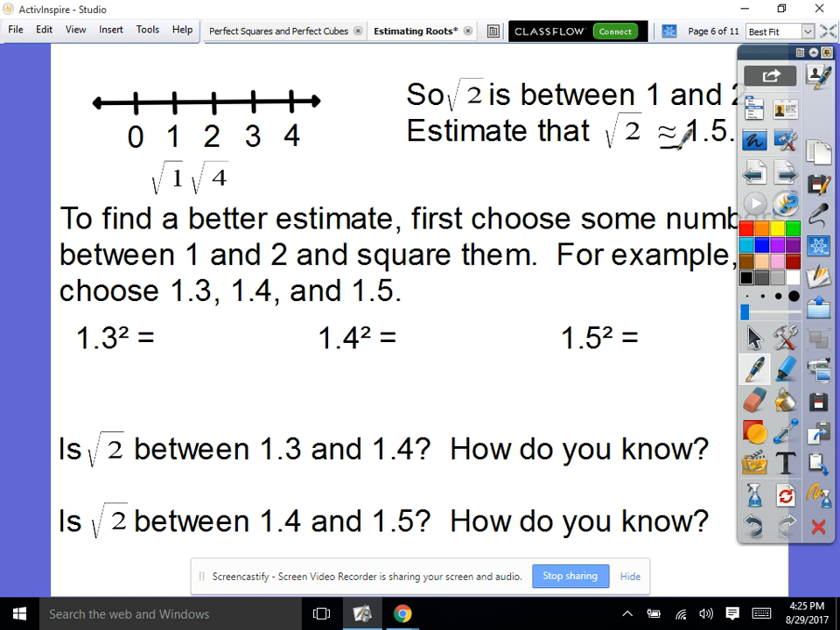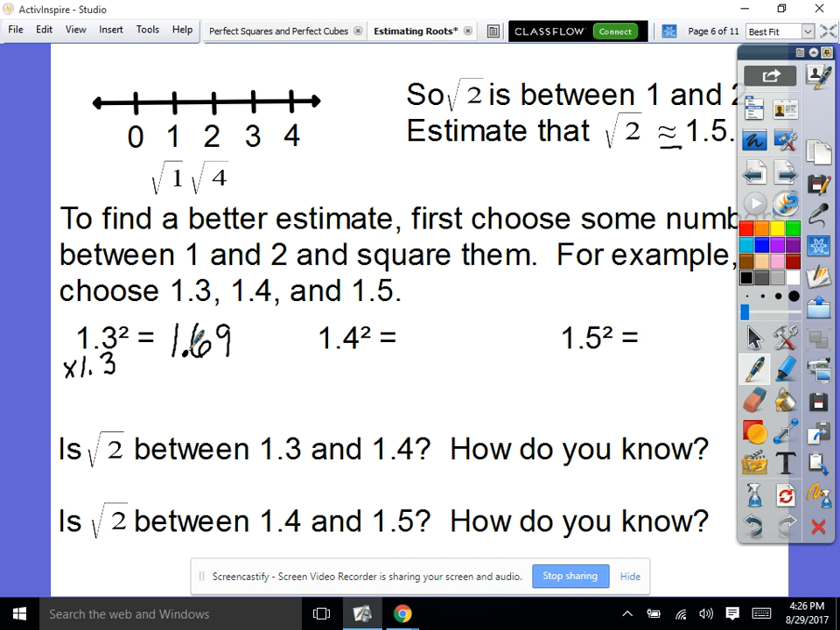To find a better estimate, first we're going to choose some numbers between 1 and 2 and square them. For example, we're going to do 1.3, 1.4, and 1.5. And we talked about the square of 13 is 169. We talked about that yesterday. And since it would be 1.3 times 1.3, you have 2 decimal spaces, therefore, you have 2 decimal spaces in your answer.